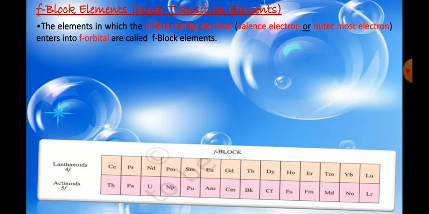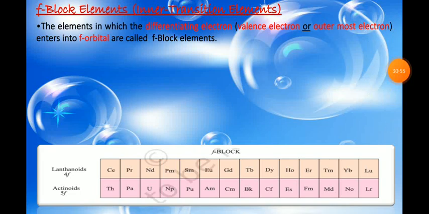Now, the last block, which one? F block elements. These are also called inner transition elements. Actually, these belong to 6th period and 7th period. Transition elements had to continue there. Since their valence electronic configuration is different, they are kept below the main body of the periodic table. They are called inner transition elements, in which the differentiating electron enters into which orbital?